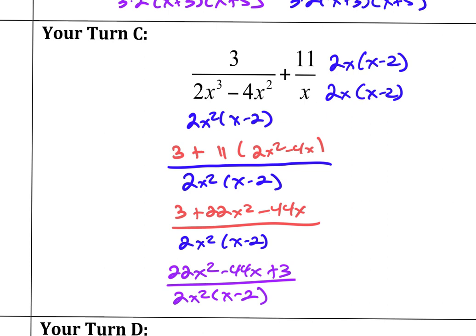I went ahead and combined that to make this as 2x squared minus 4x, and then multiply that by 11 to get the 22x squared minus 44x. And then when I rewrote things, I noticed that I had a 22x squared minus 44x plus 3 over this 2x squared times x minus 2. And I left my denominator factored like that in case, again, I could factor my numerator and get a common factor to cross cancel, which once again, we can't cross cancel. So this would be our final answer.